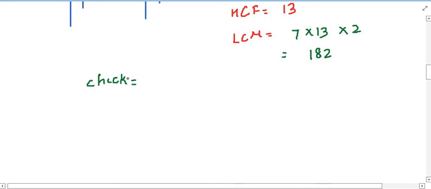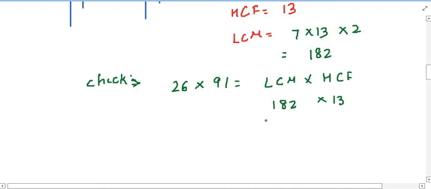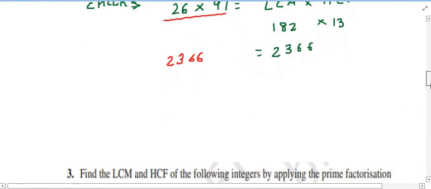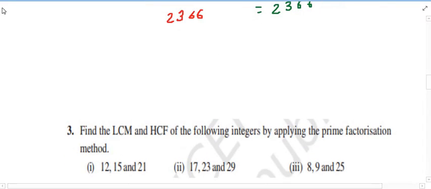Now we have to check that the product of the given two numbers, that is 26 times 91, should be equal to the product of the LCM and HCF. LCM is 182, HCF is 13, and 182 times 13 is 2366. And if we multiply these two, we will get the same number. It will also be equal to 2366. Hence they both are equal. Hence it is proved.